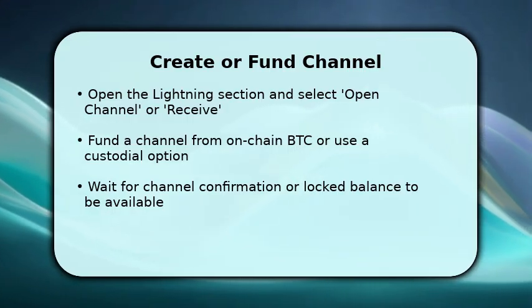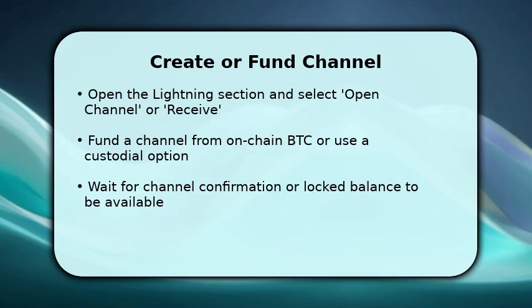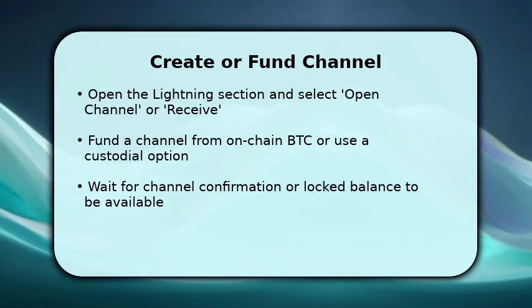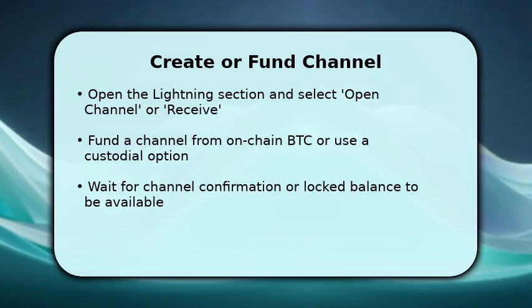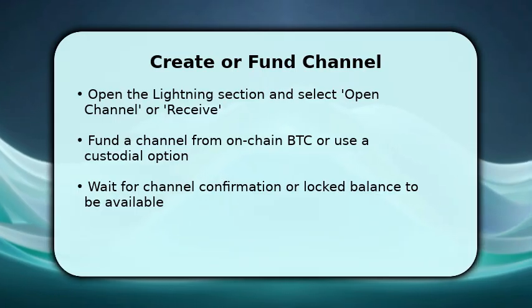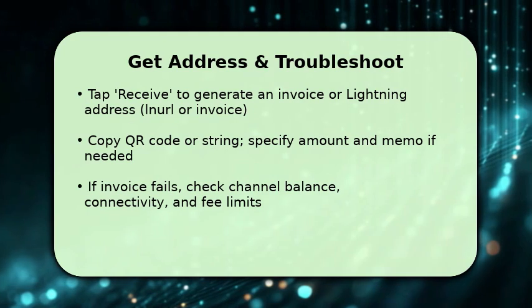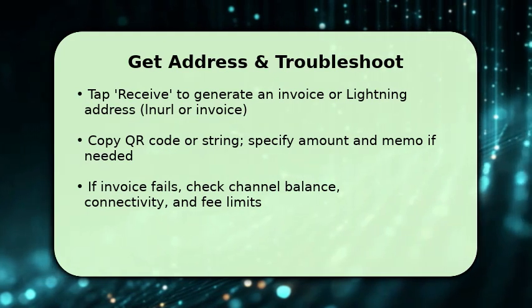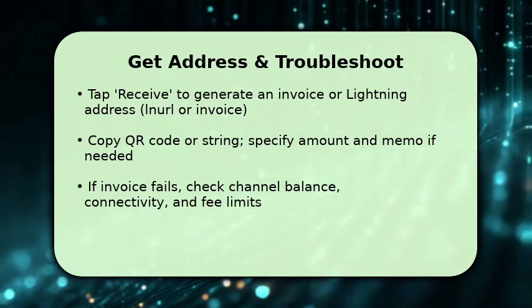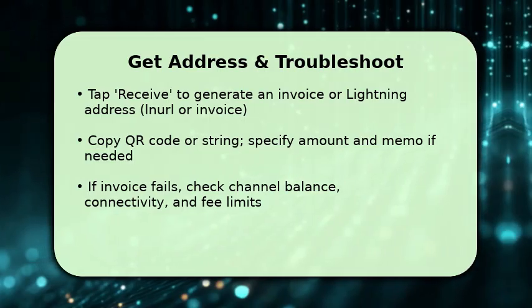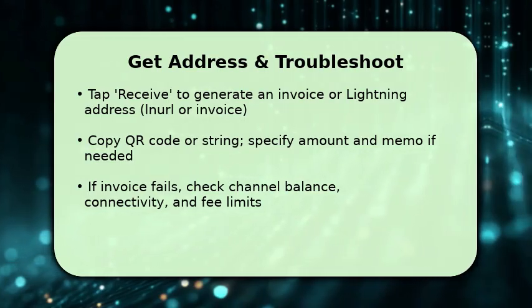Once the channel funds confirm and the balance is allocated, the wallet syncs network routes and shows available Lightning balance. Allow a few confirmations if needed. You finish by generating a Lightning receive address. Open Receive, pick Invoice or LNURL, enter amount and memo, then generate. Copy the payment string or show the QR code to the payer.